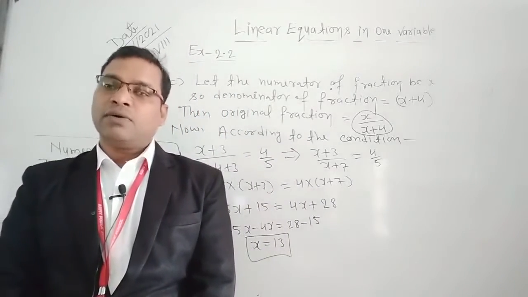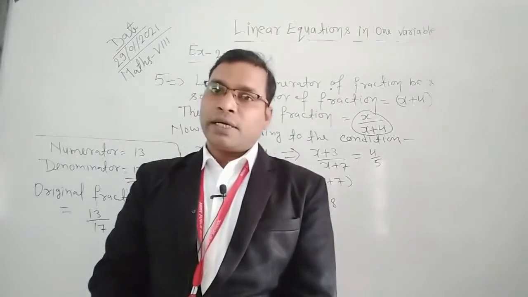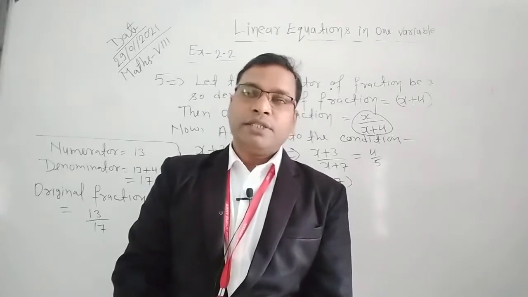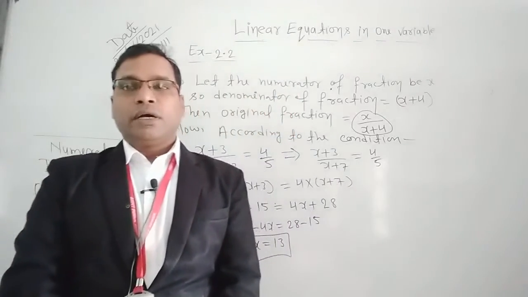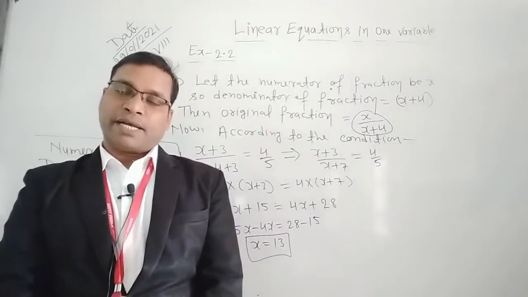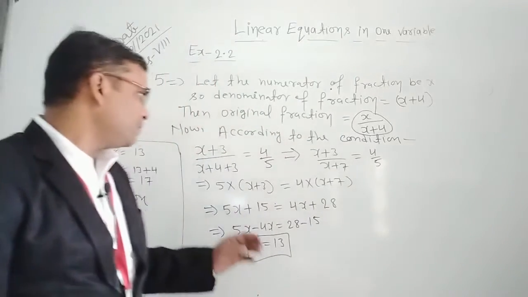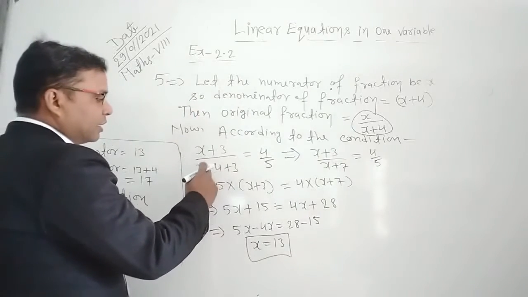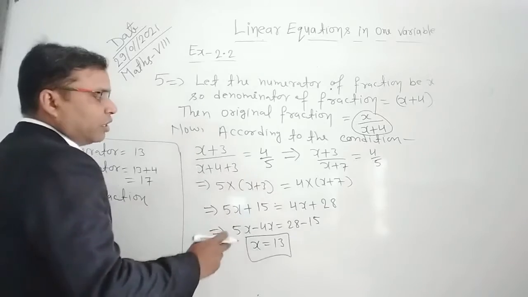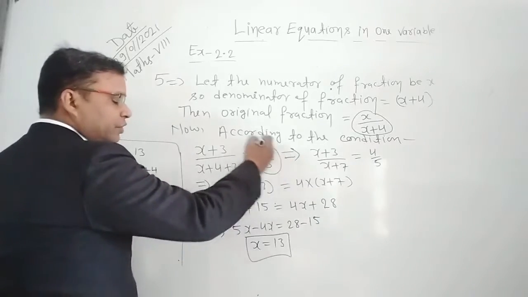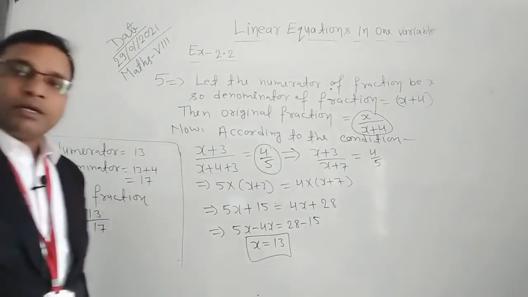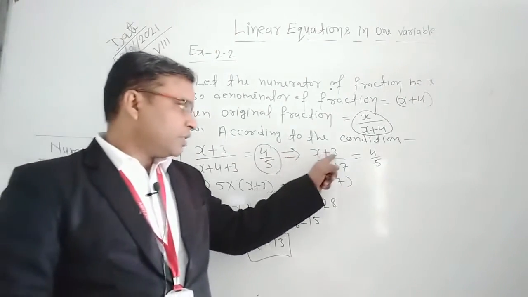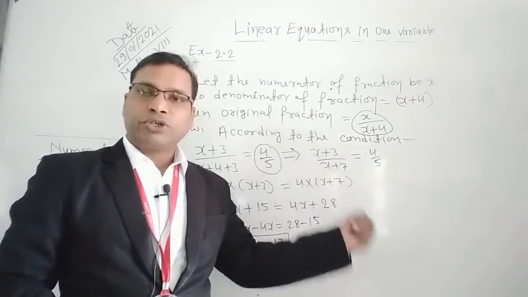This is clear. Now after this, the question told us that if we increase both numerator and denominator by 3, then the new fraction becomes 4 by 5. So here you can see we increase x by 3, and x plus 4 plus 3 also. So here we get the new fraction 4 by 5. After this, if you simplify, you get x plus 3 upon x plus 7. This is equal to 4 by 5.